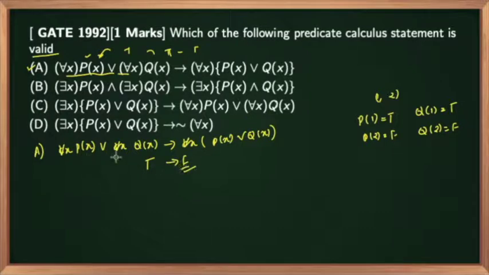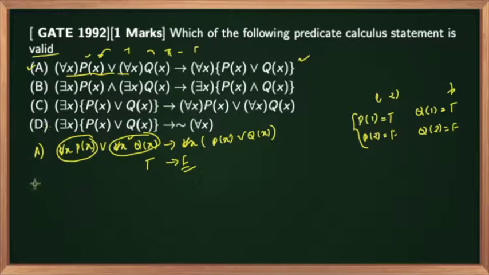Now let's see the left hand side. We had to make it true, right? Now for all x P of x, we have false, as well as for all x Q of x, that's also false. So you cannot make this side true if you want to make the right side false. So you cannot make a truth assignment such that true implies false. So A should be a valid statement.